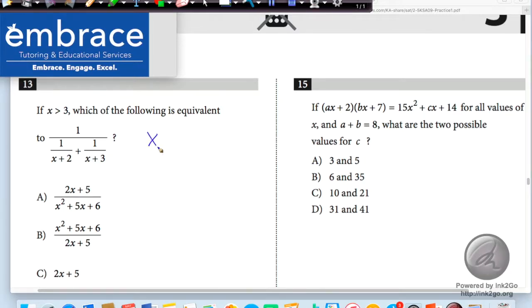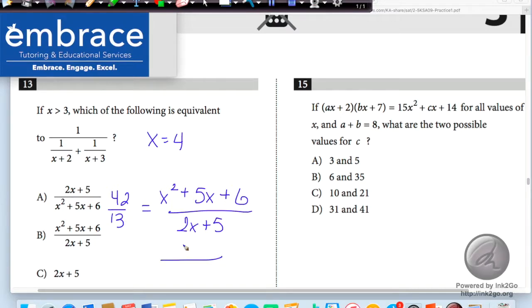So knowing that, saying that x was equal to 4, we can say that x squared plus 5x plus 6 all over my 2x plus 5. Remember, all of this should theoretically equal my 42 over 13. I'll first try this out, and I'll put the x down here in the bottom, so that I have 2 times 4 plus 5. Well, that's going to give me 13, so I like that.